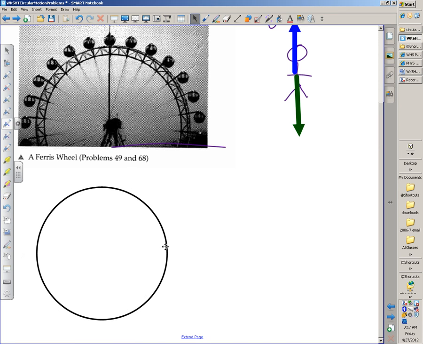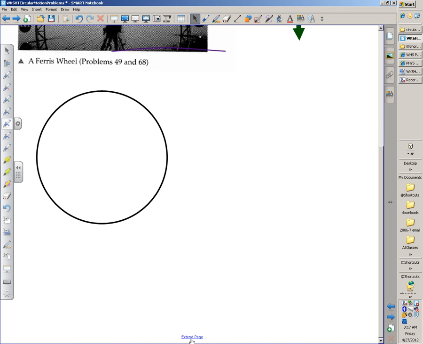There's our Ferris wheel. Okay? And we're going to work down here at the bottom. So, if it says what's the apparent weight at the top and what's the apparent weight at the bottom, like we said, if it says apparent weight, what it's asking you for is normal force. Okay? Things that they gave us to work with in this problem. They told us the mass of the rider, is that correct? 55 kilograms?